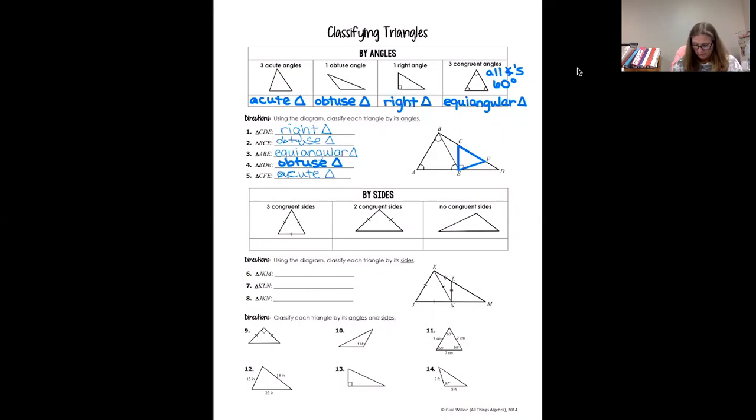You can also classify triangles by sides. If you have three congruent sides, this is called an equilateral triangle. Equilateral triangles are also equiangular. Two congruent sides is an isosceles triangle. And no congruent sides is called a scalene triangle.